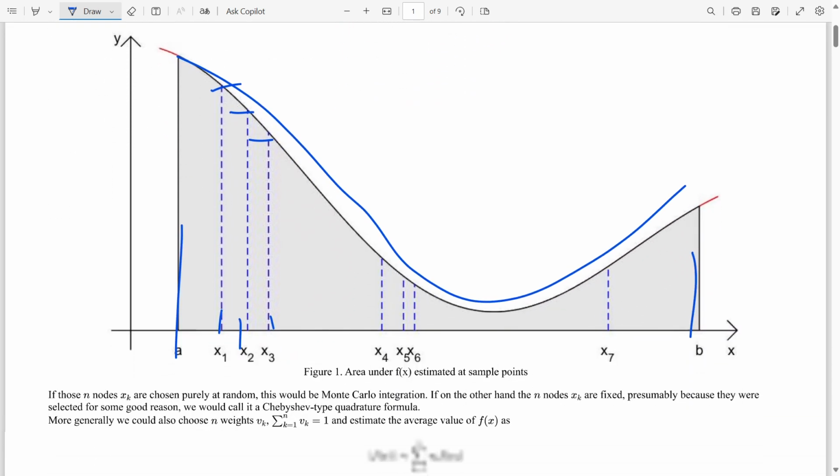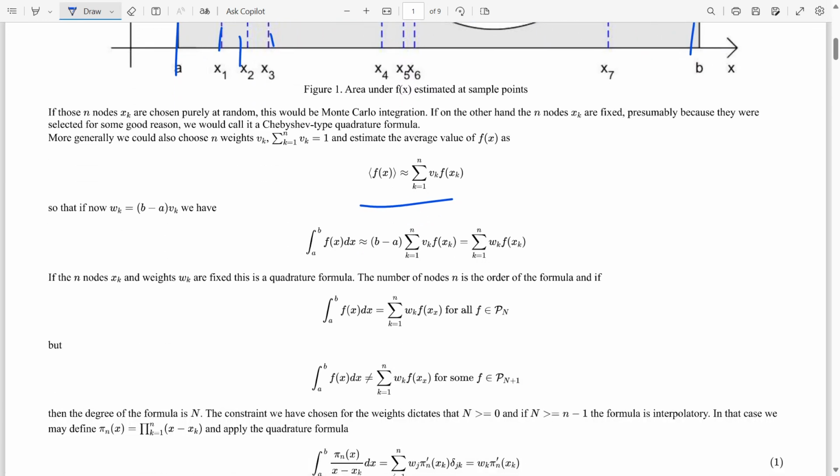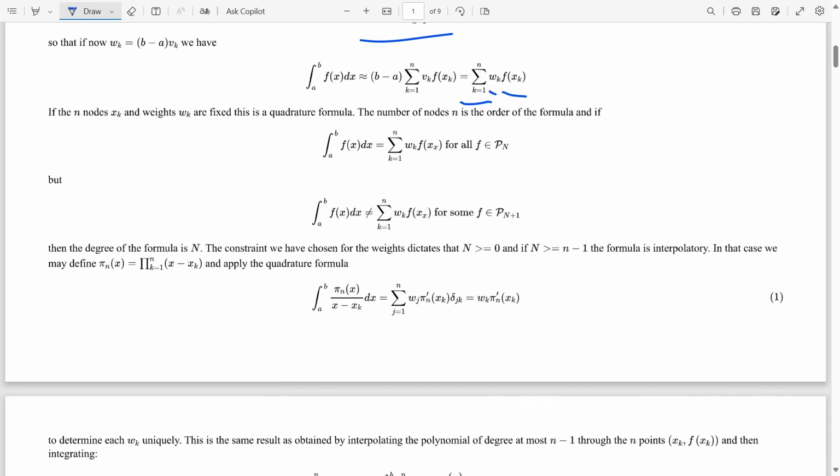More generally, we could have used a weighted mean of the functional values and defined the quadrature formula as the sum, k equals 1 to n, where n is the order of the formula, of the functional values at the sample points or nodes, xk, times the weights wk. The highest degree of polynomial for which the quadrature formula is always exact is called the degree of the formula. If the degree is at least as big as the order minus 1, the formula is interpolatory.